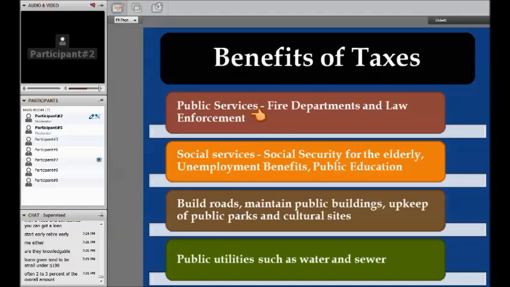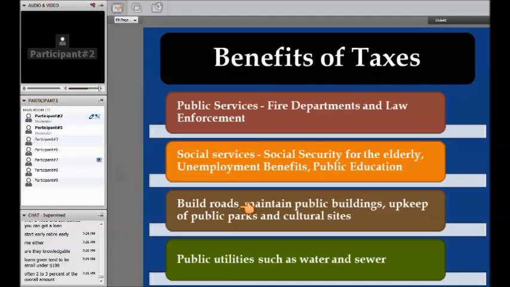Our taxes pay for public services, such as the fire department and law enforcement. They are very important. They have to get their money from somewhere. They are paid for by the government. Social services, Social Security for the elderly, unemployment benefits, public education. This would also include Medicaid and food stamps, different things like that. Government housing, anything like that.